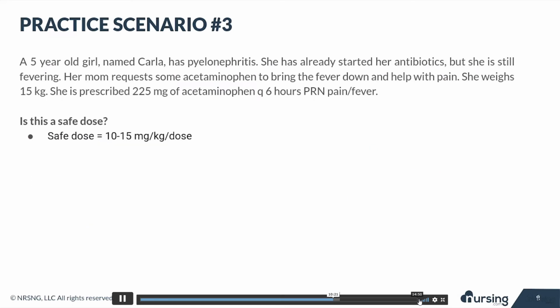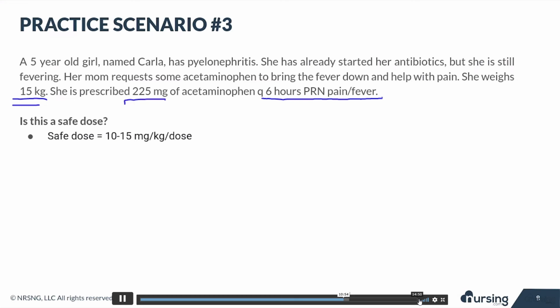Okay, and our last scenario here, scenario number 3, we've got a 5-year-old girl named Carla. She has pyelonephritis. She's already been started on antibiotics, but she's still fevering. So her mom requests some acetaminophen to bring the fever down and to help with pain. Carla weighs 15 kilograms, so again, we don't have to do any conversions there, and she's been prescribed 225 milligrams of acetaminophen every 6 hours, PRN, pain, and fever. So I want you to calculate if this is a safe dose for her.